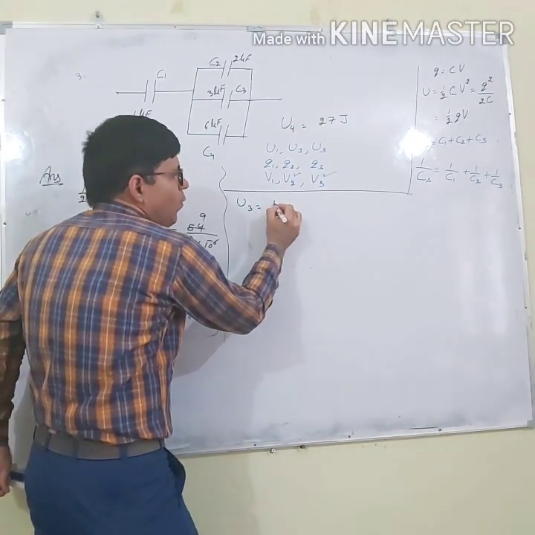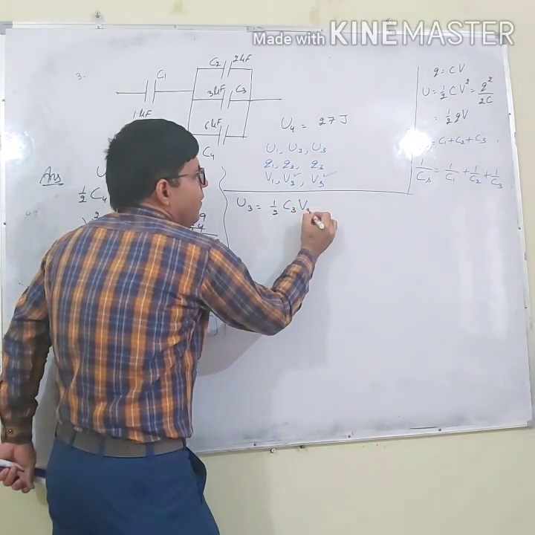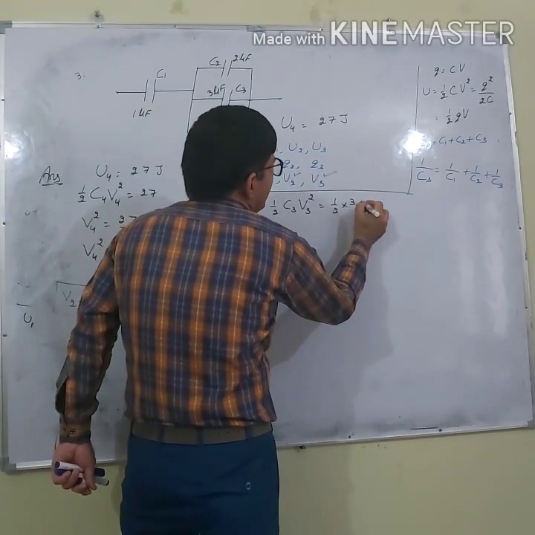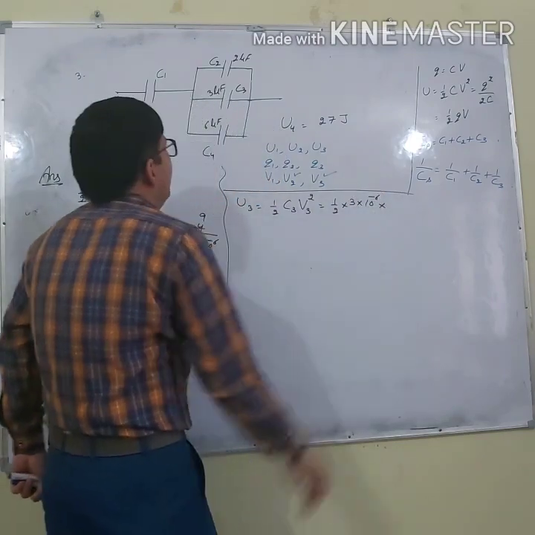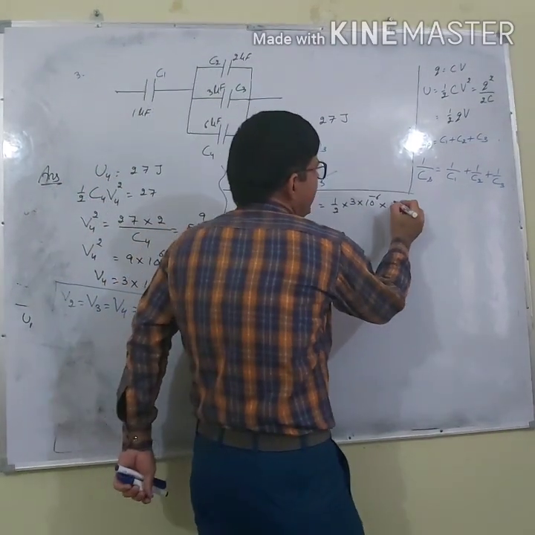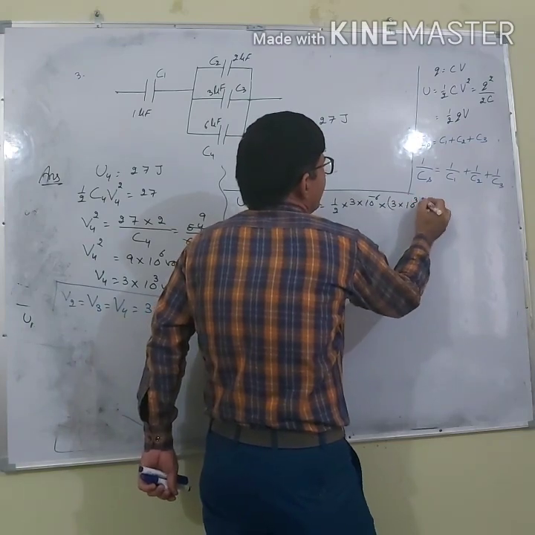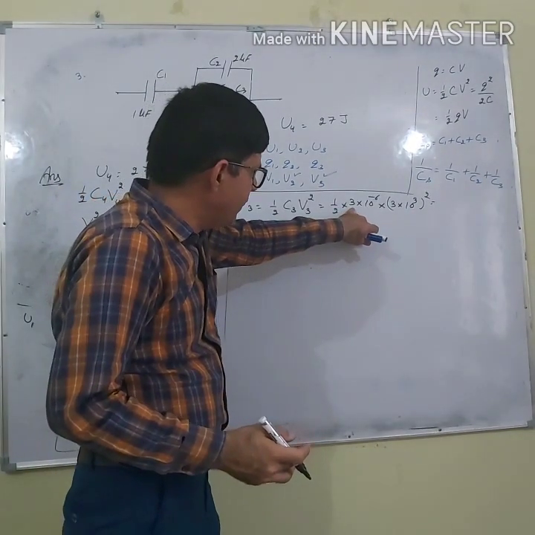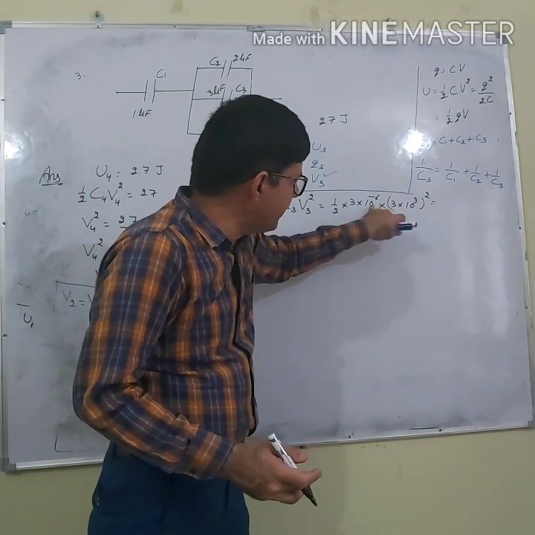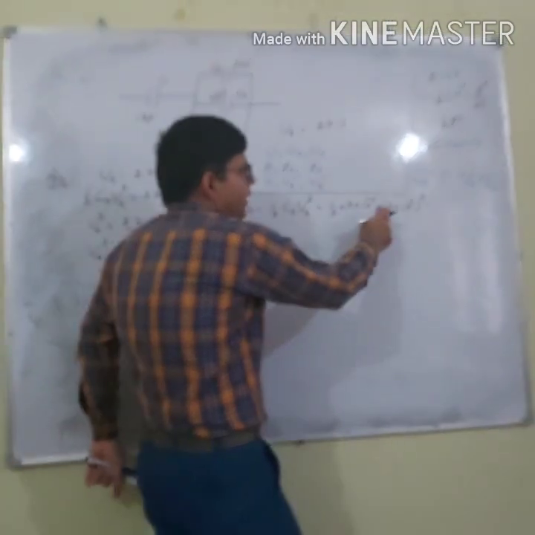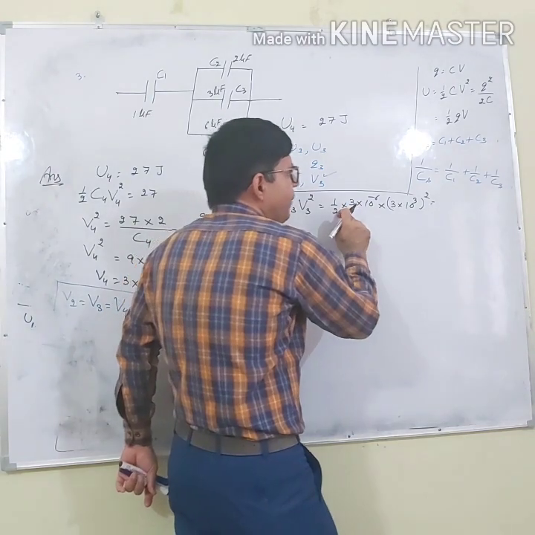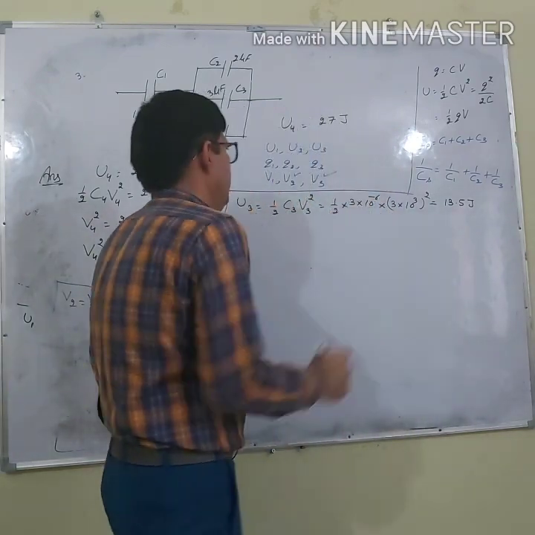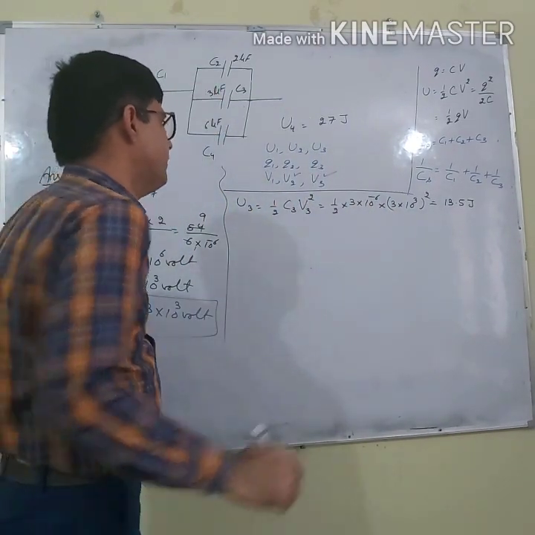Alright. So now what is the potential energy across C3? U3 equals 1 by 2 C3 V3 square. And what is C3? C3 is 3 microfarad, 3 into 10 to the power minus 6. And what is V3? V3 I have calculated, 3 into 10 to the power 3, square. Now if you solve this, how much will this be? 10 to the power 6 and 10 to the power minus 6 are cancelled. So what I got? 9 multiplied by 3, 27 by 2, that is 13.5 joule is the energy stored in C3.